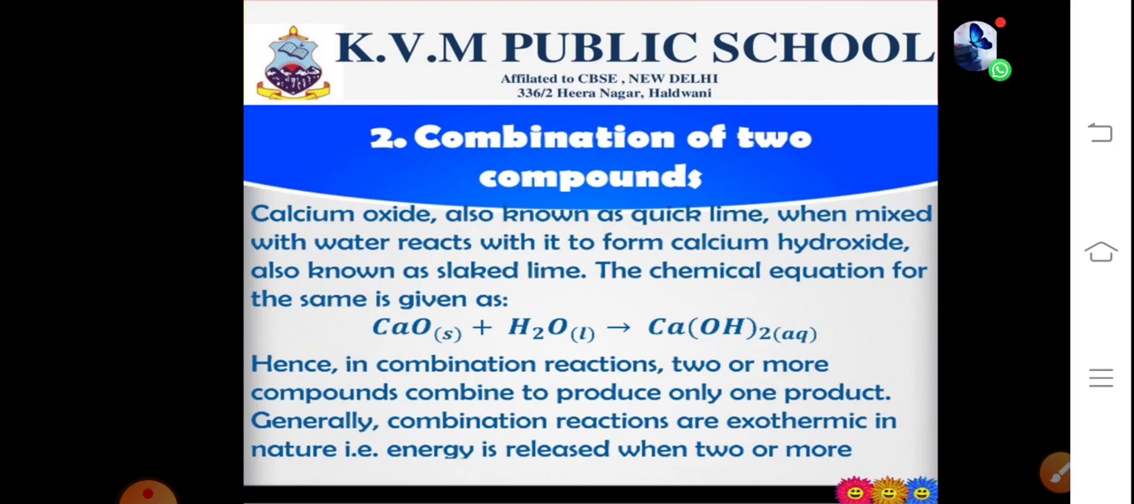Now talking about the combination reaction, other examples could also be discussed. Before we go on to that, this calcium carbonate, which is formed by the reaction of calcium hydroxide and carbon dioxide, is also referred to as limestone. It also undergoes decomposition, which will be dealt with in the next slide.